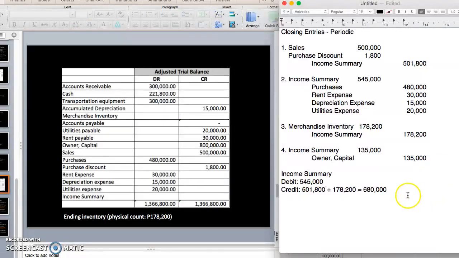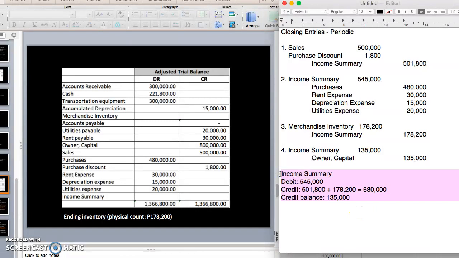So this would be 680,000. What you will notice here is that the credit balance has a higher amount. So if we get the difference of these two, this will give you a credit balance of 135,000. Now, since you want to zero out income summary for step 4, we debit income summary to zero that out and credit owner capital.